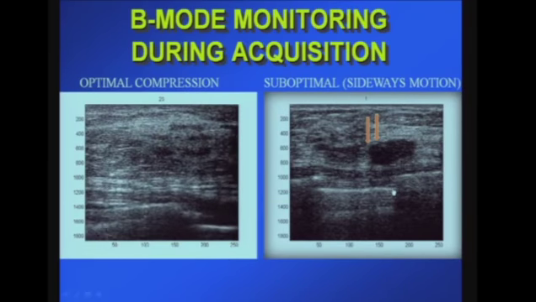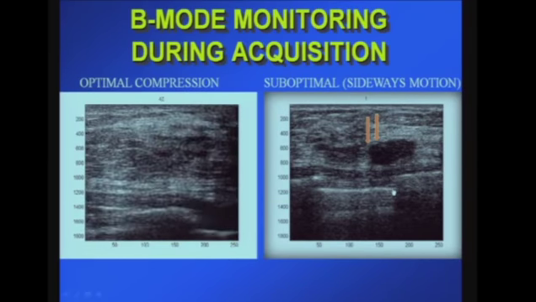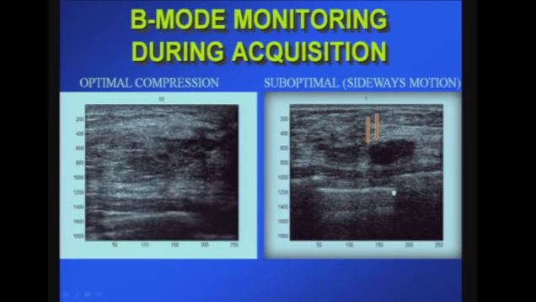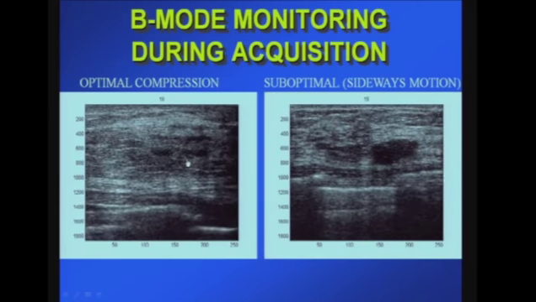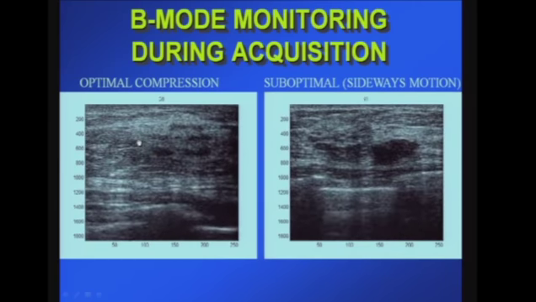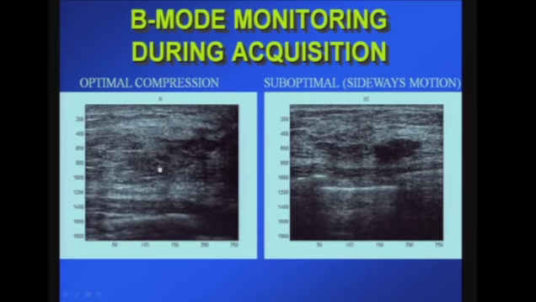By just looking at the B-mode image while you're doing your compression, you can get a lot of information. What you want for an optimal compression is something that looks like this. And you notice that the lesion isn't moving sideways. The tissues are only moving up and down and squishing together.